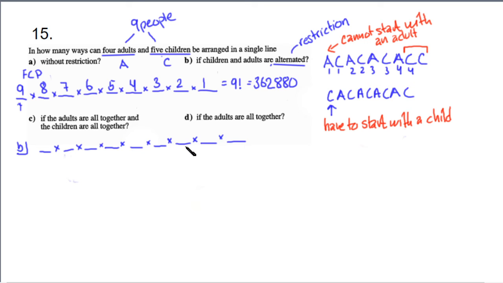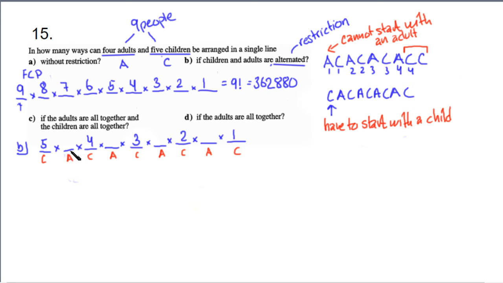So for that first position, we have 5 children to choose from. Okay, and now it's going to be alternating. So just to be clear here, underneath the placeholders, I'm going to put in whether it's a child or an adult: child, adult, child, adult. So there are 5 children to choose from for the first position, and we're going to do children first. For the third position, now we have 4 children left. 3, 2, 1. Now we go back in and do the adults.